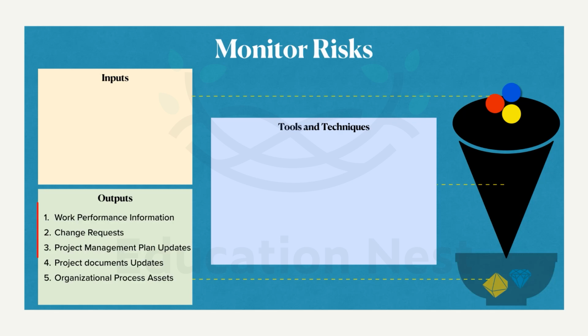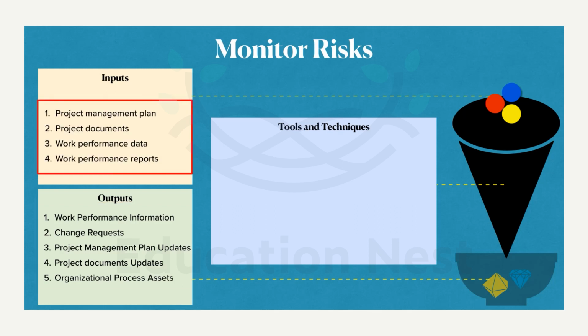Let's see the outputs. The work performance information of all the individual risks and the effectiveness is recorded. The change requests are updated. The project management plan components like assumptions log, lessons learned, all these things are updated. The organizational process assets, as I told, there is a risk breakdown structure that we discussed, similar to WBS, work breakdown structure. So if that gets updated, that means the organizational process assets, the formats of that risk breakdown structure get updated. So this is also updated here. Inputs: we can make use of the project management plan, project documents, all the work performance data and reports that we discussed here. They can be made good use of.